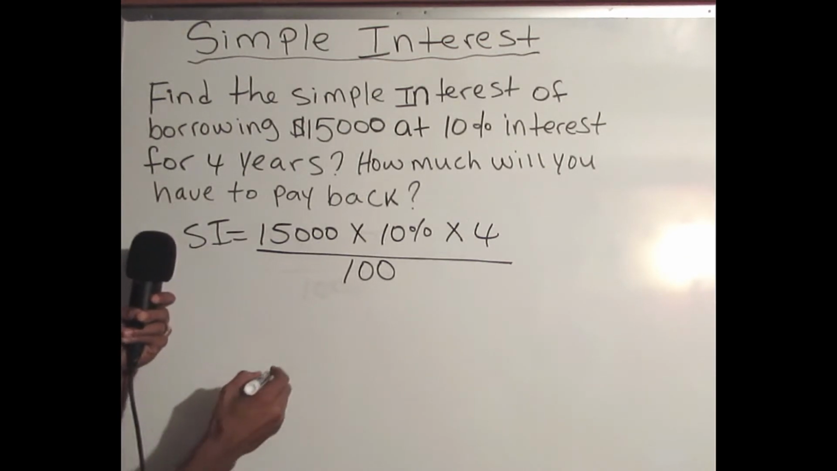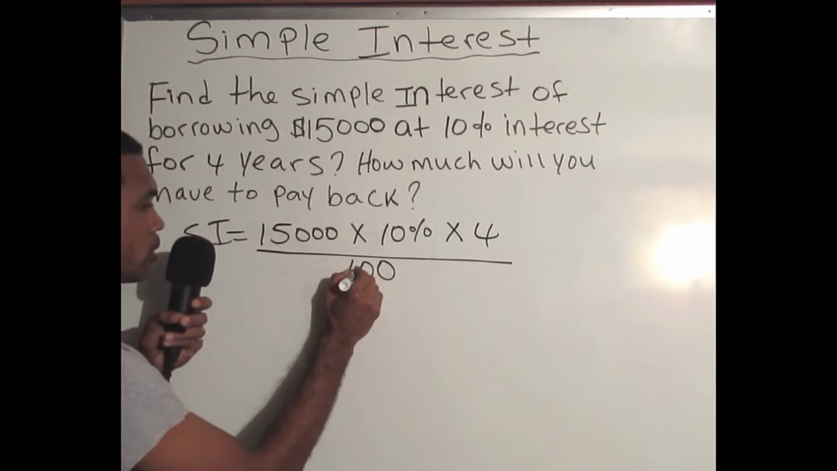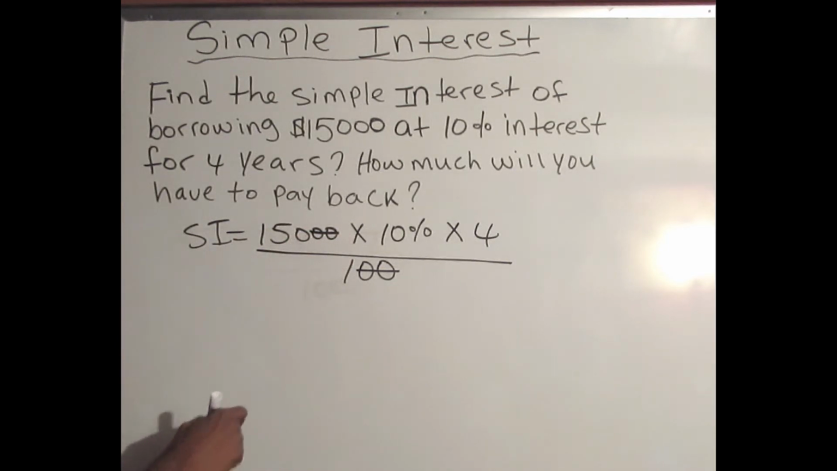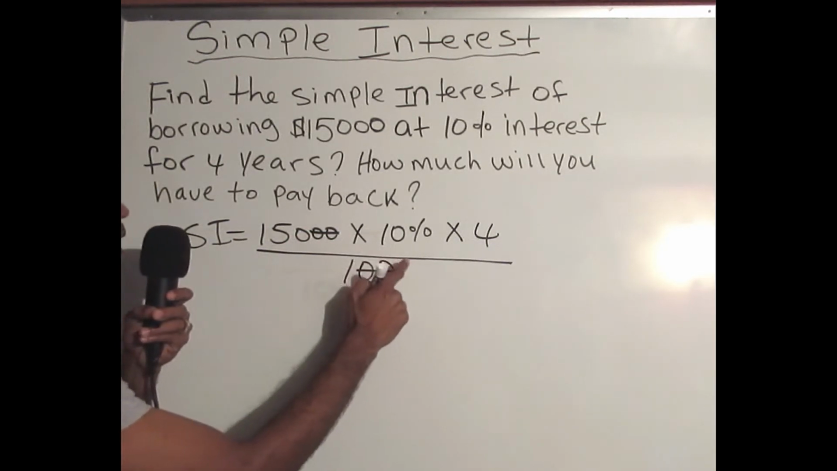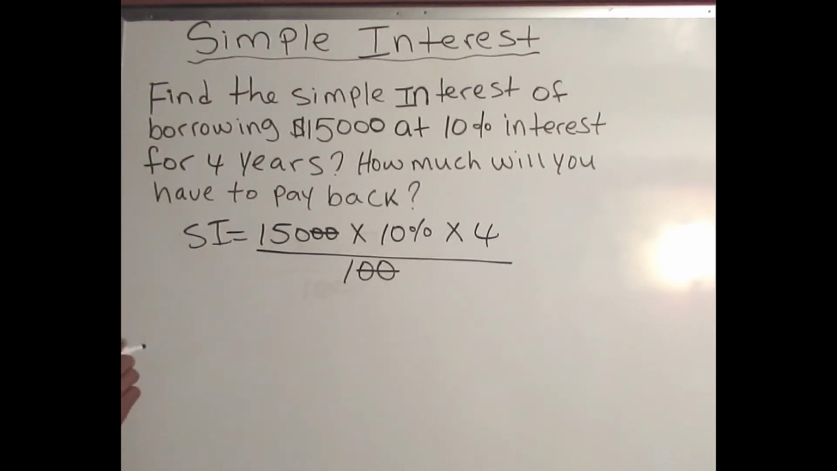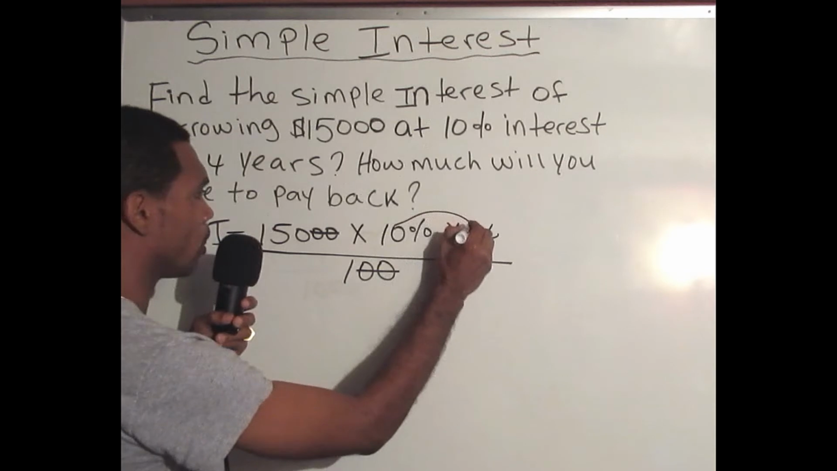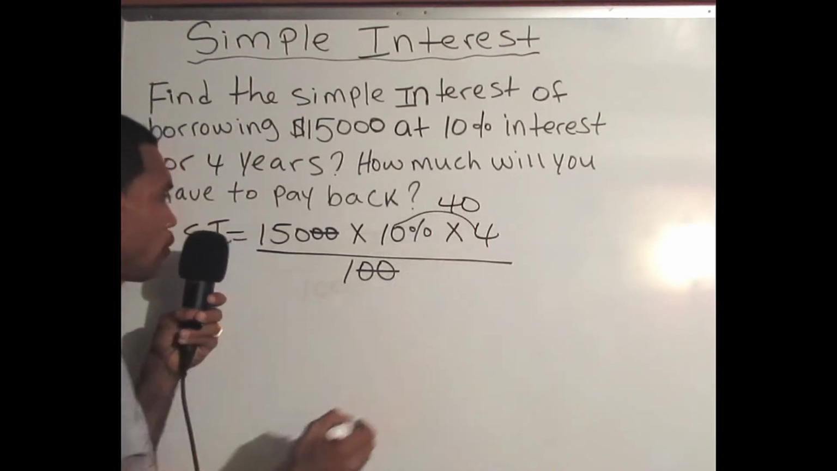Okay, so as we continue the problem, we want to get rid of zeros. We have 2 zeros here that we could cancel. So now we're left with 150 times 10 times 4, and we multiply those numbers, and that will tell us how much money we're going to pay back in interest. So we're just finding the interest. Remember, simple interest equals the principal times the rate times time. So we're going to multiply 150 times 10 times 4, and I already know that 10 times 4 is 40.